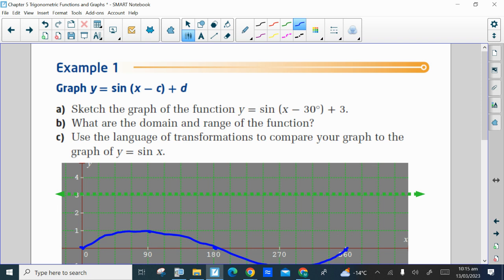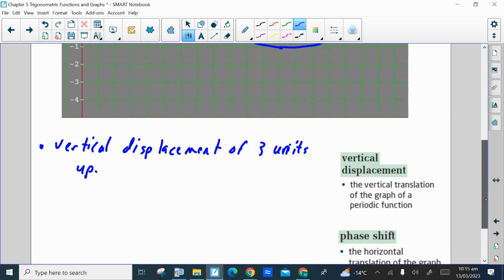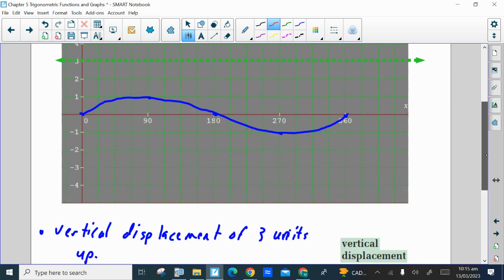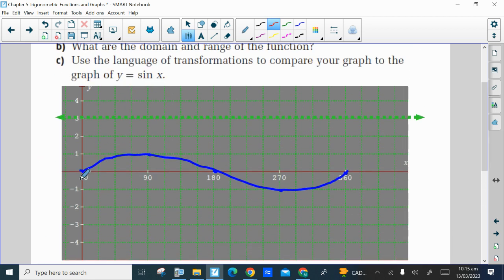which in this case, our value of c would be positive 30, so the graph will shift 30 to the right, which means we'll have a phase shift of 30 degrees right. So those are the two transformations that are going to happen in this case. So instead of starting at the point 0, 0, it'll start at the point 30 degrees, 3, because the horizontal midline has now been shifted up 3.